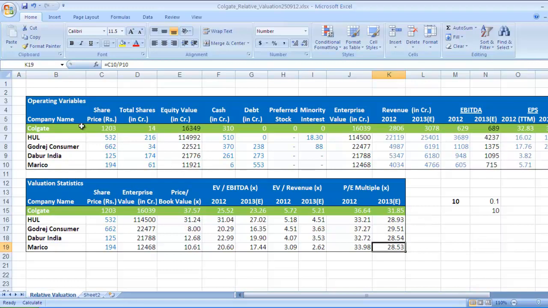Okay, so this was about comparable companies analysis or relative valuation in equity research. I would say if you can do this along with DCF, then that is more than enough for valuation purposes. Okay, so that's all for now for this video.